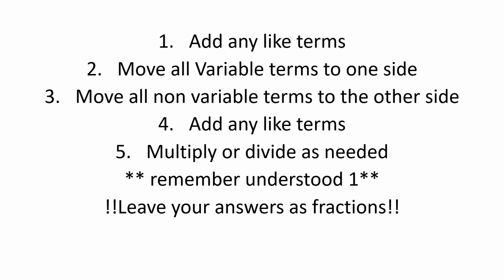So here are the steps, okay? Add any like terms. Move all variable terms to one side. That means if it has an x, move it to one side. I almost always move mine to the left. Then we're going to move all non-variable terms to the other side. So anything without an x, move to the other side. Step 4, add any like terms that you have. And then step 5, multiply or divide as needed. You hardly ever multiply, but you almost always divide as your last step.